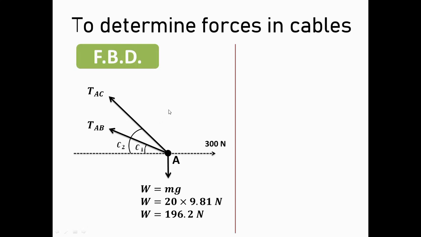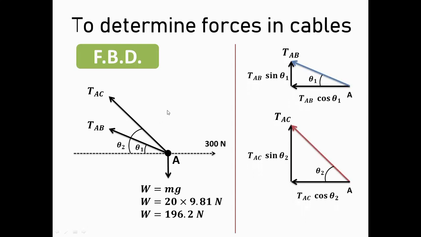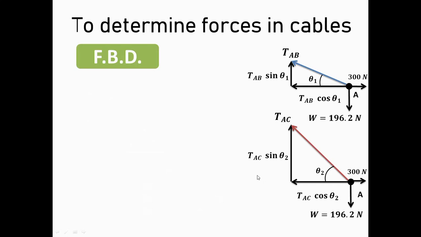So using this, we'll resolve the forces TAB and TAC into their x and y components. So adjacent to the angle is the cos component and opposite to it is the sin component. So this is TAB cos theta 1 and the vertical component is TAB sin theta 1. Similarly, here it is TAC cos theta 2 and this is TAC sin theta 2. And the horizontal force is 300 Newton and vertical force is 196.2 Newton at point A. So let us start with the conditions of equilibrium.